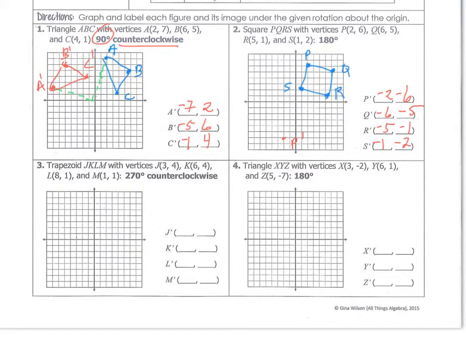So then go ahead and plot your other points. Q prime is -6, -5. R prime is -5, -1. And then S prime is -1, -2. And connect. So as long as you know your rules, rotating is easy. As long as you know your rules. When you don't know your rules, it's going to be hard to rotate.